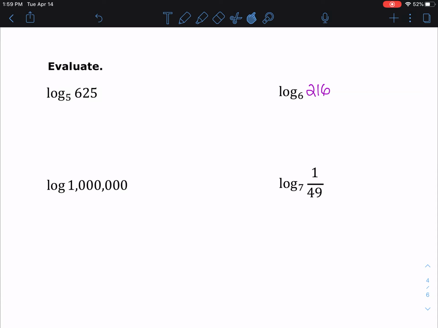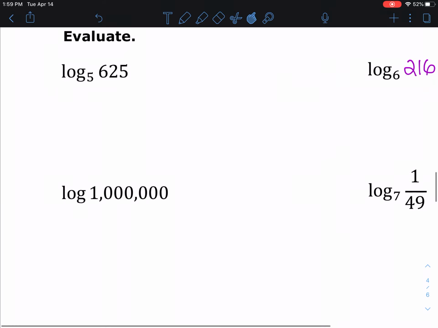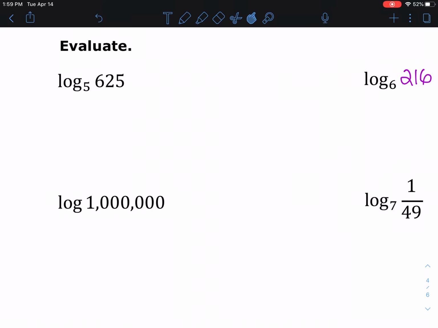So in our previous lesson, we learned how to convert these. So let's say I have log base 5 of 625. So first I think, all right, well, I don't know what that equals, so I'm going to say it's x. Okay, now using my skills from my previous lesson, I should be able to convert this to exponential form. So 5 to the x power equals 625. Okay, so now I have to figure out 5 to what power is 625?